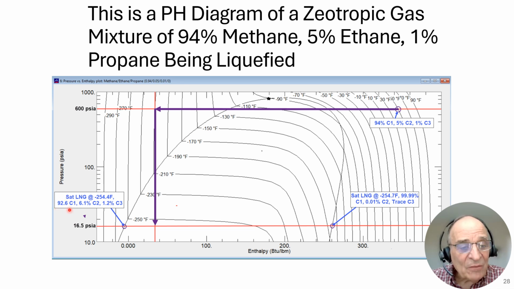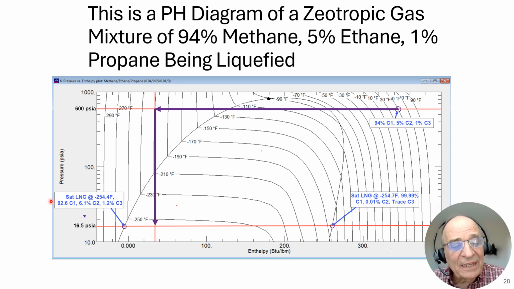How did that happen? Well, the lightest components flashed off quicker, rapidly, and that's where this vapor came from. So look at the vapor concentration. It's 99.99% C1, and it's only 0.01% C2, and it has a trace of propane in it. So what's happening is this LNG is becoming hotter. When I say hotter, I mean it has a higher heating value.